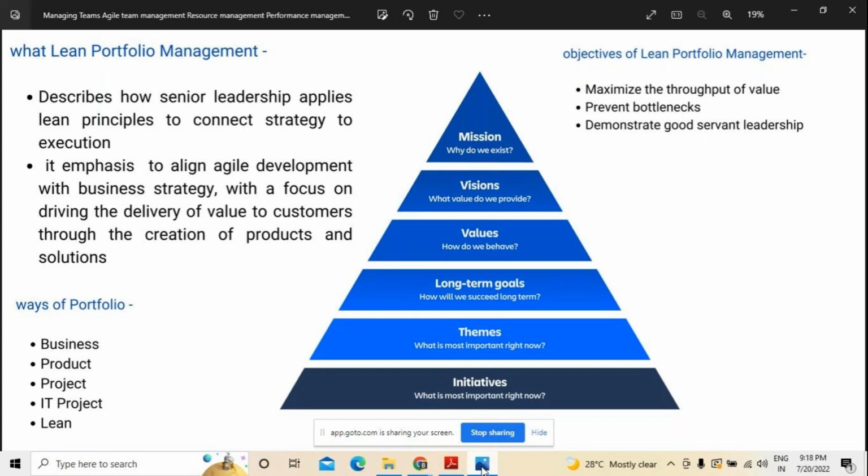What kind of objectives do we require to achieve is what is required here. Now, objectives of lean portfolio management will be categorized into three different things. One is to maximize the value, output of the value, because providing value added services and increasing the value of the particular product or the solution is a continuous process.